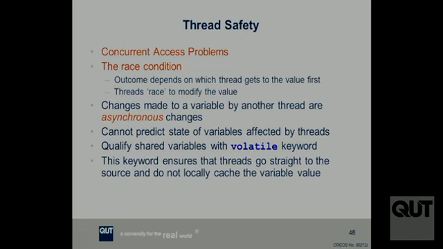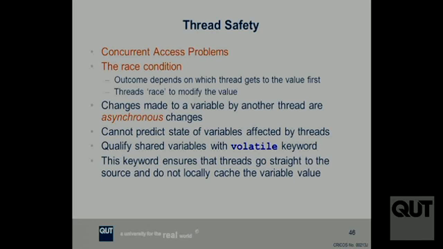So here, we need to know which thread gets to the value first. The threads race, if you like, to modify the value. Okay, so the problem, of course, is that we can't predict the state of the variables which are affected because we don't know which thread got there first. And that, of course, is a problem. Now, there are various ways of dealing with this as well.